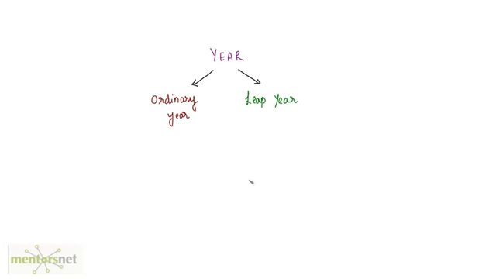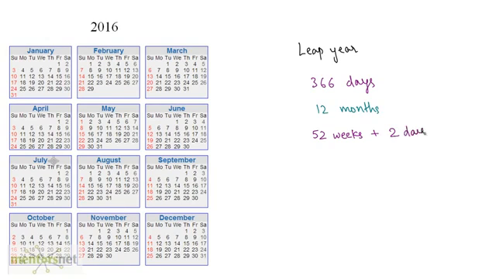Well, what is a leap year? Basically, this is an example of a leap year. Actually, 2016 is a leap year. A leap year consists of one extra day than the ordinary year. So this has 366 days, right? 365 plus 1. The total number of months is the same, so I have 12 months. And what is the total number of weeks? Well, we have 52 weeks in a leap year plus now 2 extra days, right?